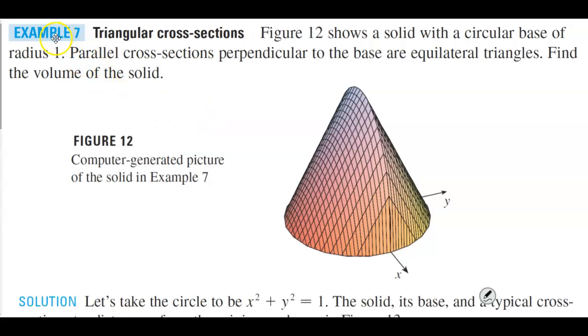Okay, we'll take a look at example number 7. We have triangular cross sections. So if you look at this figure here, it shows a solid with a circular base of radius 1. Parallel cross sections perpendicular to the base are equilateral triangles. We want to find the volume of the solid.